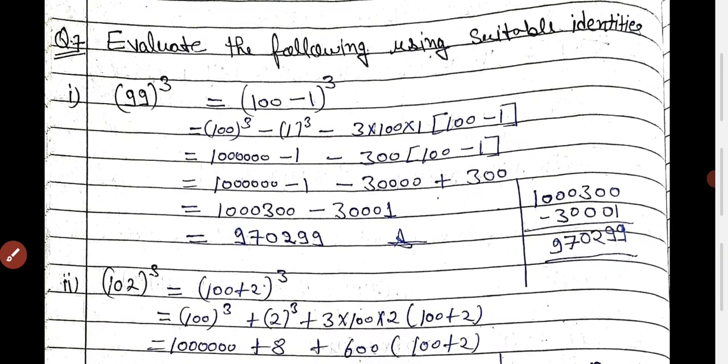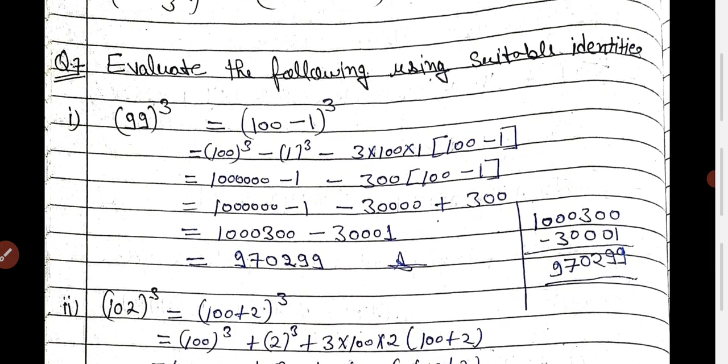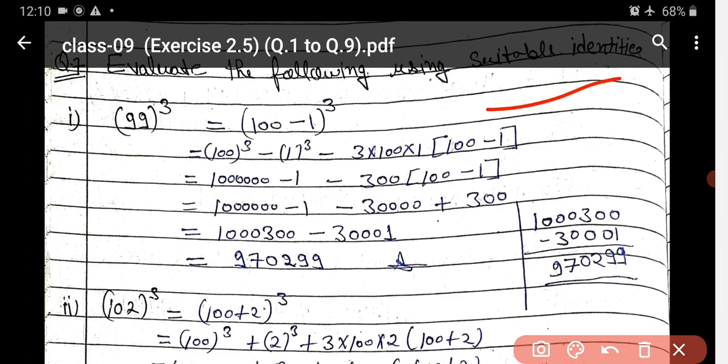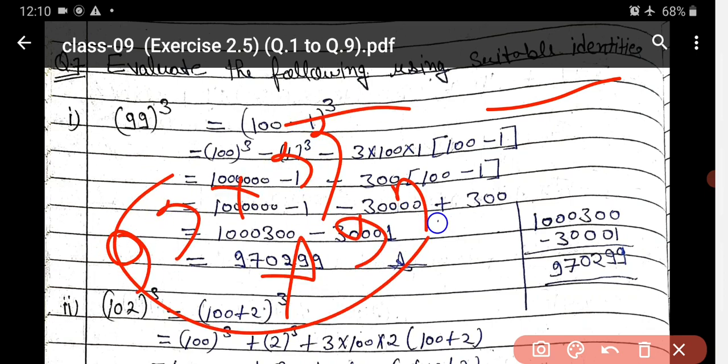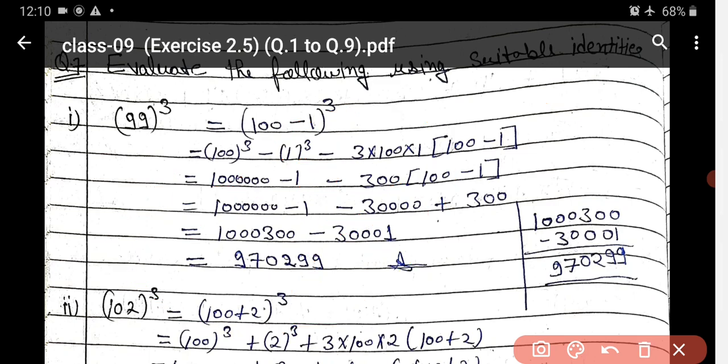Come on, question number 7. Question number 7 is evaluate by suitable identities. Again you are using some formula. Don't do it directly. 99 cube means 99 into 99 into 99, but you are not doing it that way. It is a simple one. Some property you have to use. I told you always convert into a multiple of 10, right? So 99 is (100 minus 1) cube.